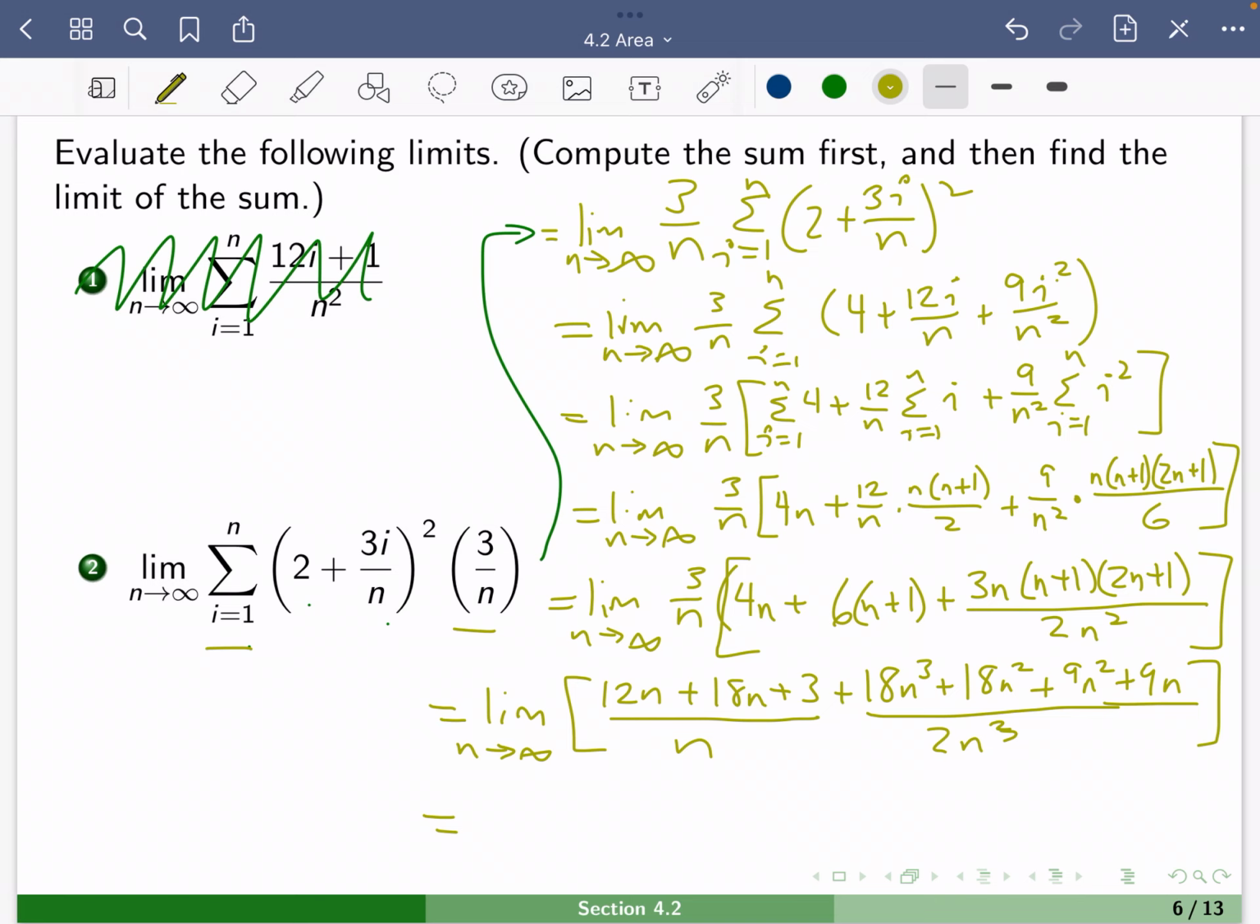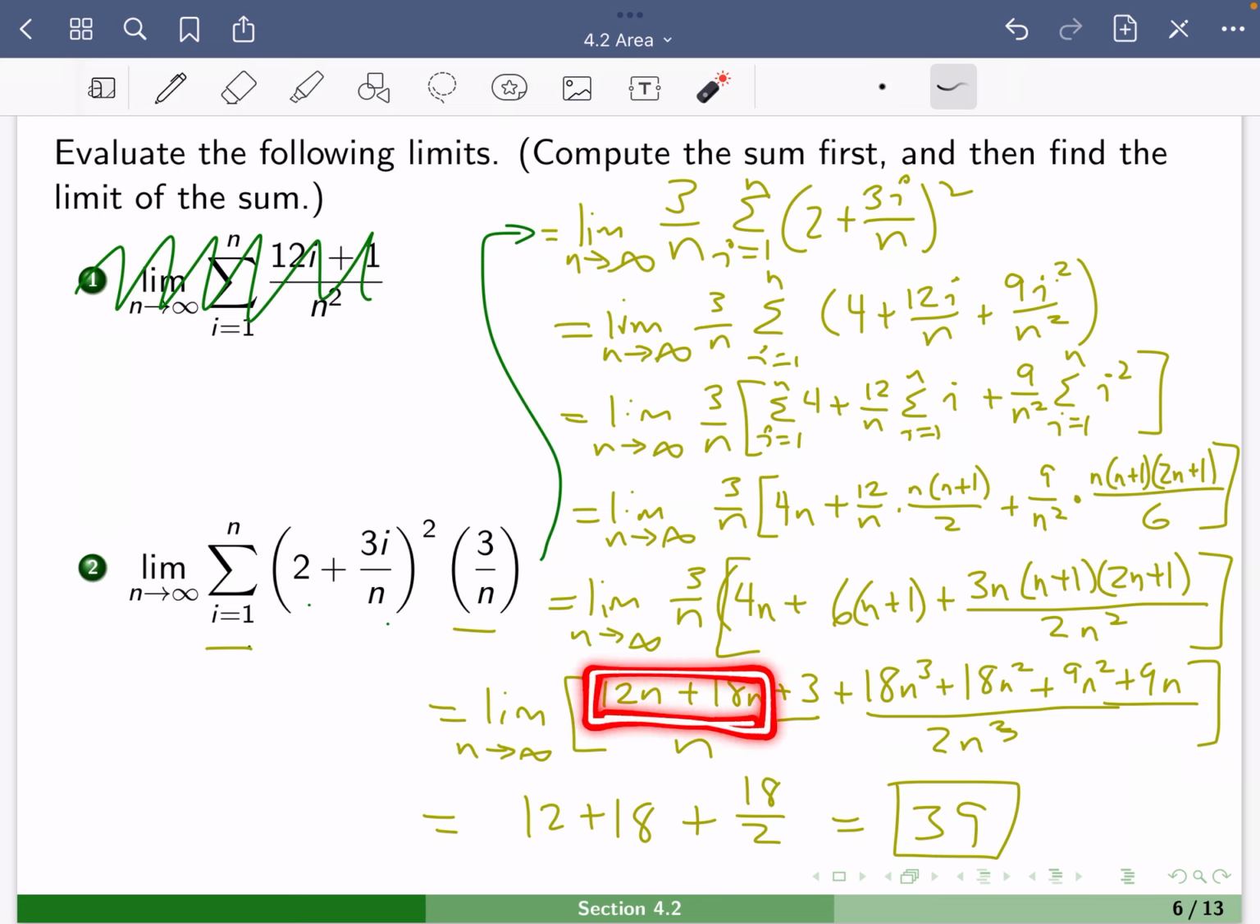And if we evaluate that, then we will have 12 plus 18 plus 18 over 2, which is 39. Where I get the 12 plus 18 over 2: here on top, this is like a 12n plus 18n over this n, so our leading coefficient is really 12 plus 18 on top over 1. On the second piece, we have an 18n cubed and a 2n cubed on bottom, so that's where, as n goes to infinity, we have the 18 over 2.